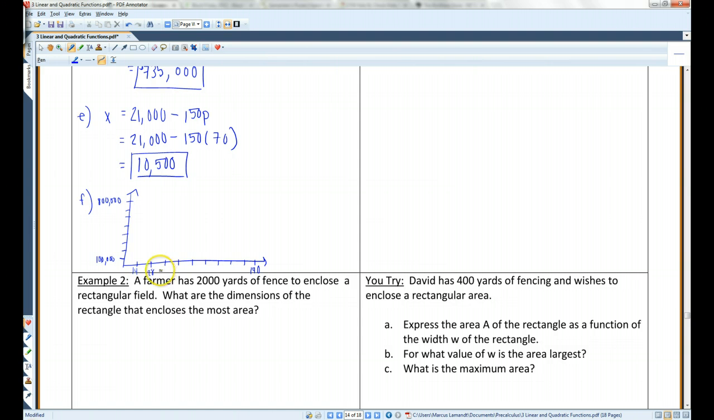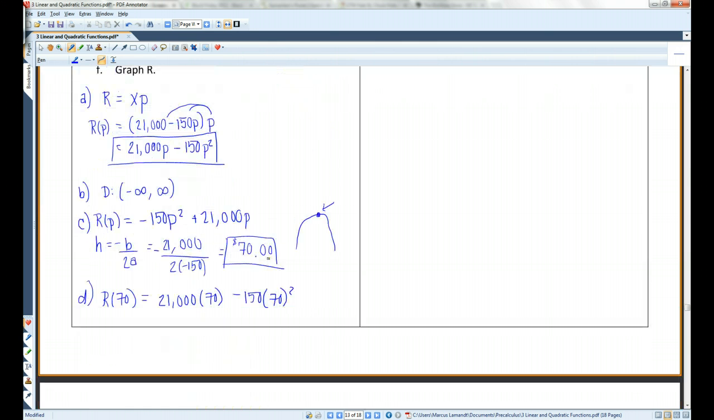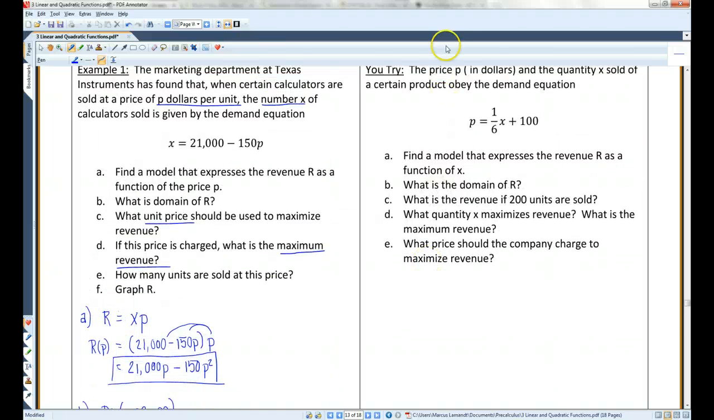So let's see here. 70, 735,000, so that's pretty close to 800,000. Okay, and goes from here all the way to here. Something kind of like that. Okay. Your graph does not have to be beautiful as long as it's accurate. That's fine. I'll let you try that with this one.